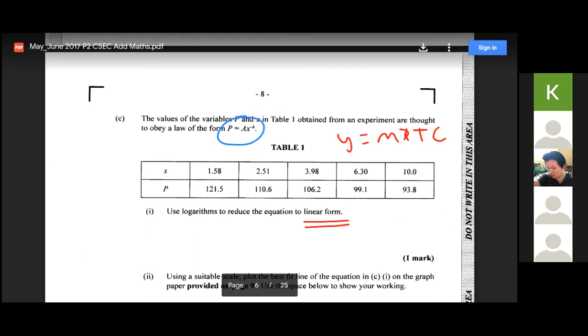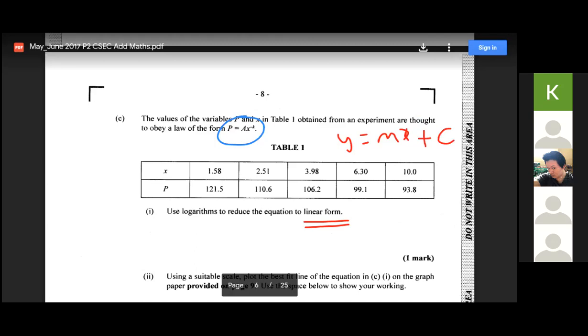You could just write down the y. This is question 1, part C, part 1. Miss, is that y equal to mx plus c? Yes, it's plus c. Okay, so that's what they're asking you for, right?